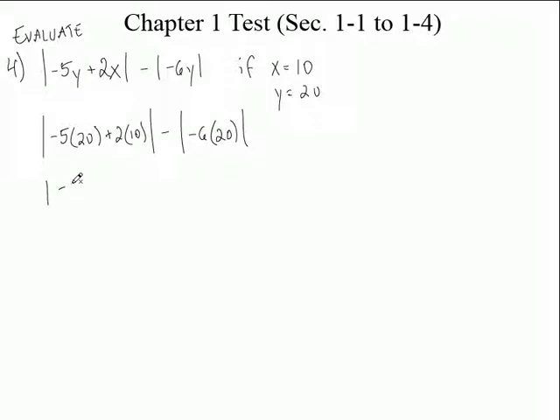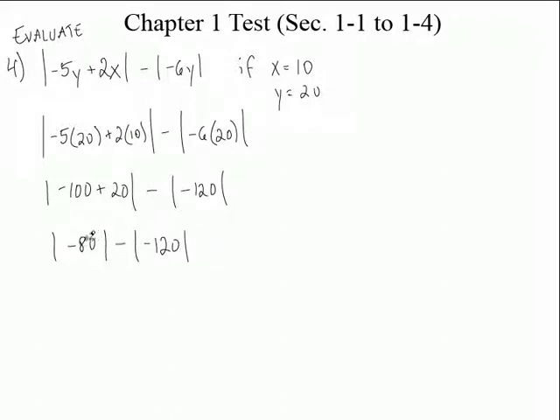Negative 5 times 20 is negative 100, plus 2 times 10 is 20. That's the absolute value, minus, let's work this out. Negative 6 times 20 is negative 120. Let's do one more step before we actually take the absolute value. This is negative 100 plus 20, which is negative 80, minus, and we'll keep this just for the sake of doing the next step all in one shot.